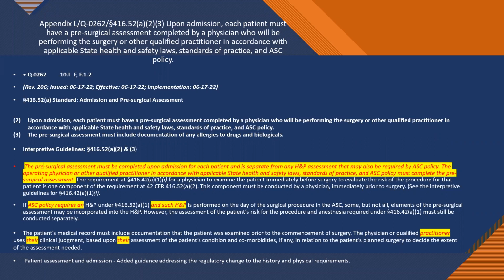The physician or the qualified practitioner uses their clinical judgment, based upon their assessment of the patient's condition and comorbidities, if any, in relation to the patient's planned surgery, to decide the extent of the assessment needed. The patient assessment and admission added guidance addressing the regulatory change to this history and physical requirement. Next slide.